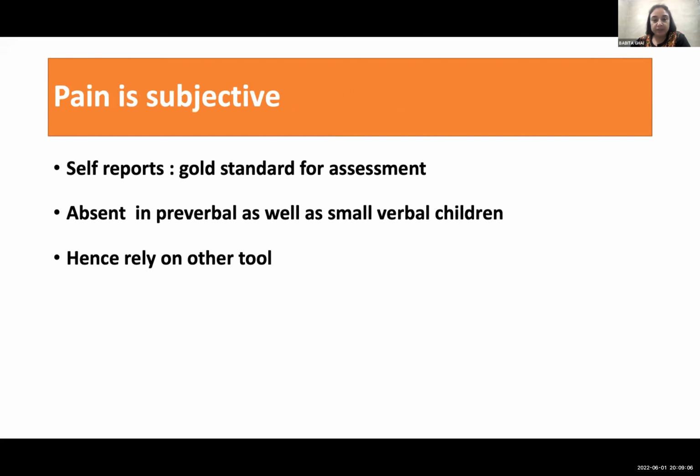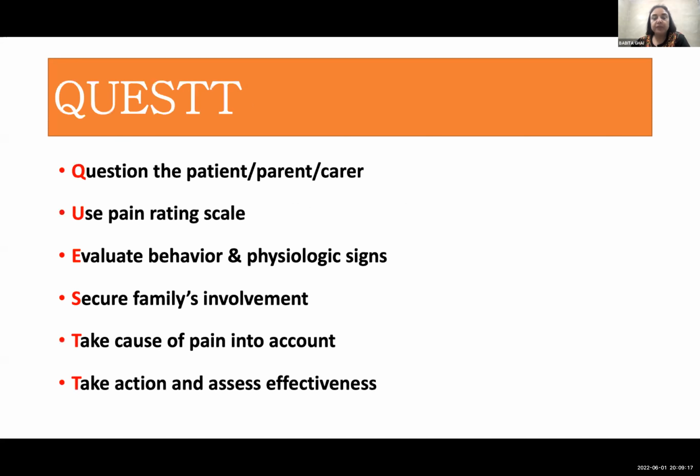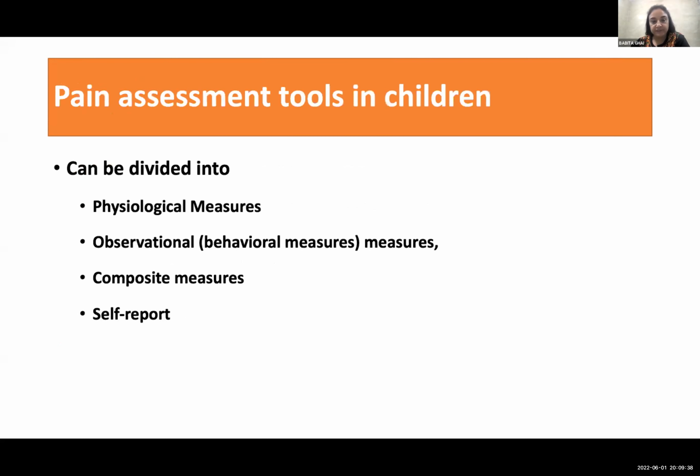pain is usually a subjective phenomenon, and self-report is considered the gold standard for assessment of pain, which is missing in most pre-verbal and small verbal children and those with cognitive impairment. We should follow the rule of QUEST, that is: question the patient, parent, and carer; use pain rating scales, whatever is the standard operating protocol of the institute; evaluate behavior and physiological signs to supplement those pain assessment tools; secure family involvement; take the cause of pain into account; and take action and assess the effectiveness.